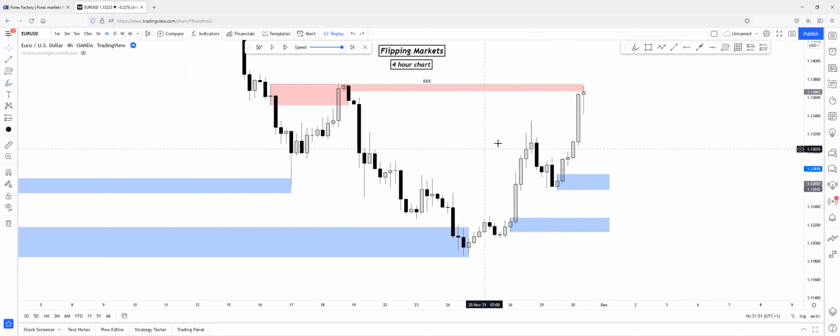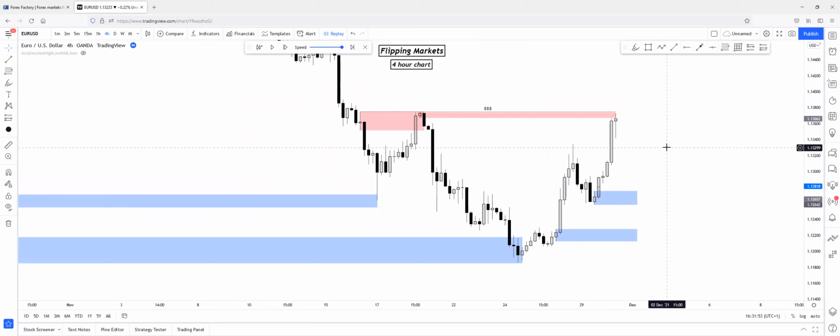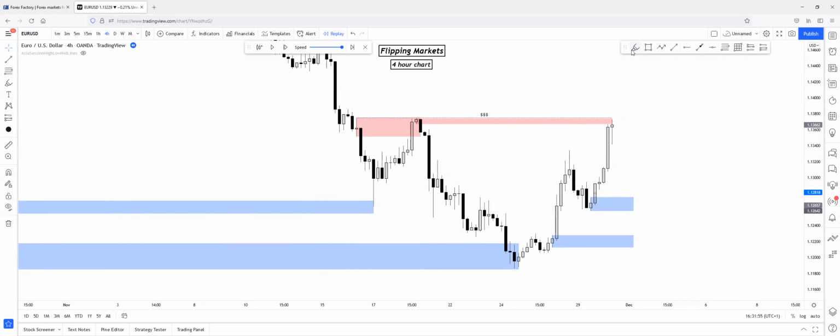Okay, so I believe we marked all of the zones out inside of this region. These zones are irrelevant because they have already been mitigated by the following price action, as you can see. So this supply zone is mitigated by this, is mitigated by this, is mitigated by this. So the only unmitigated areas left are these zones.